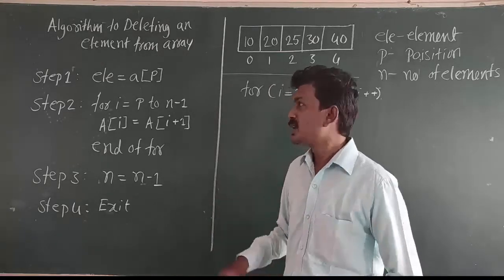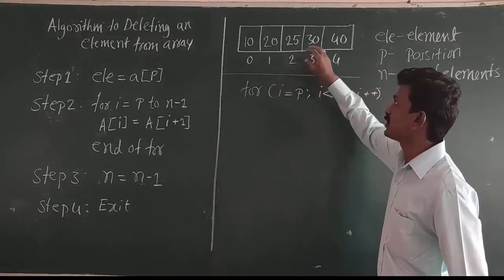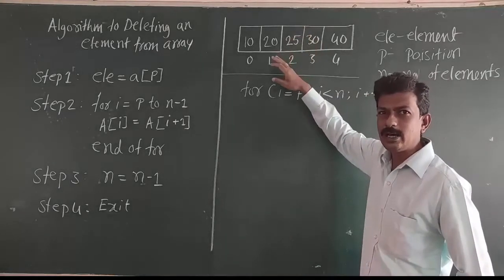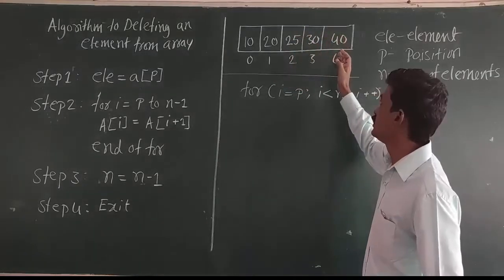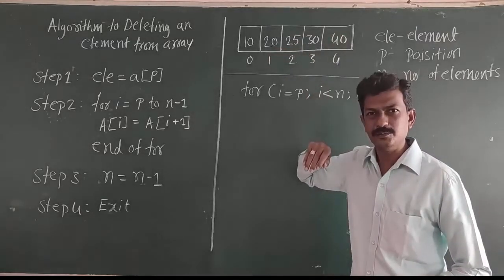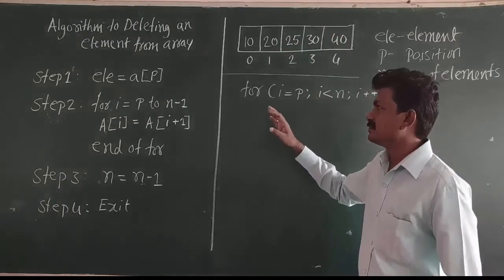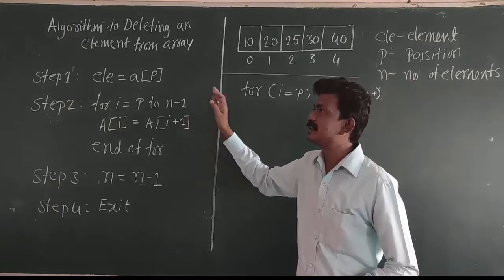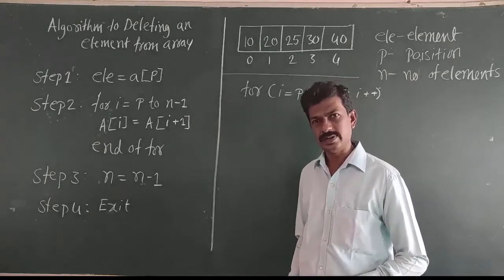In the same way, if you want to remove an element from the given array, then we have to shift all those subsequent elements to their previous index value. That is the concept behind deleting an element from the given array.